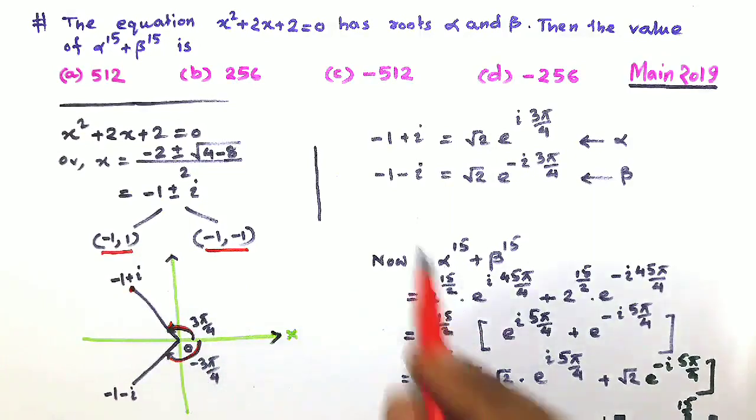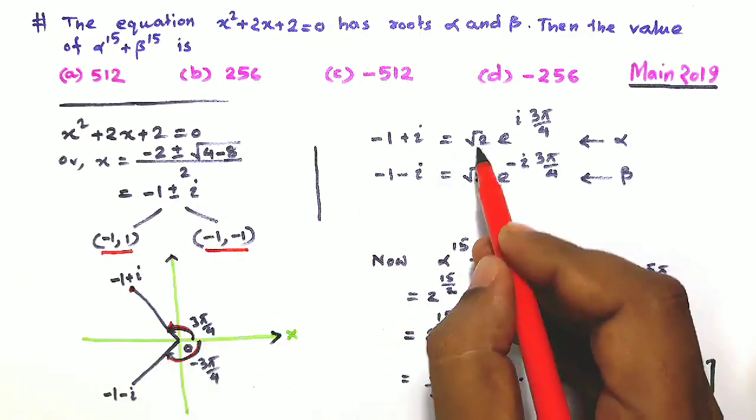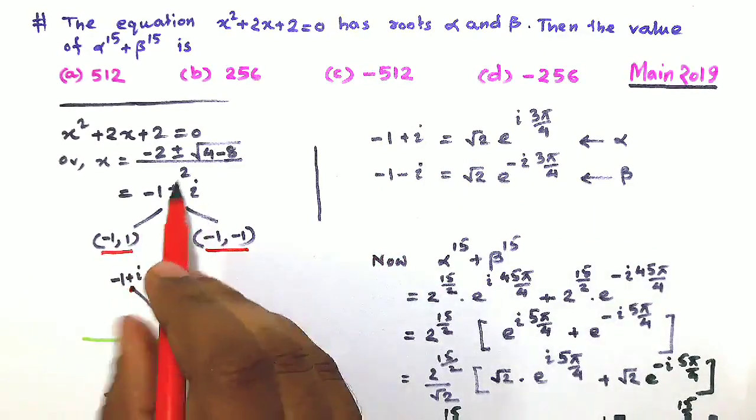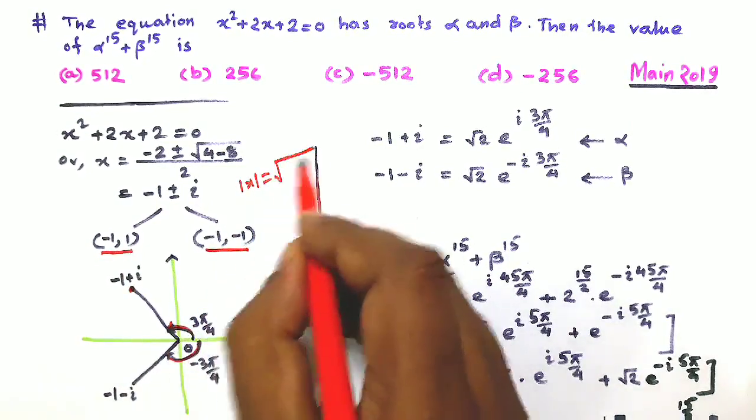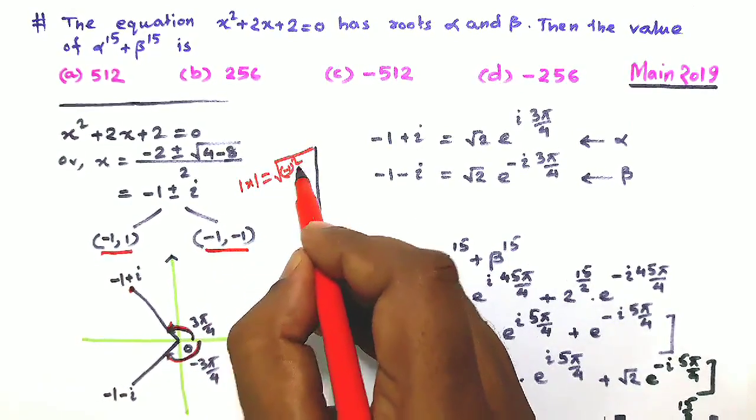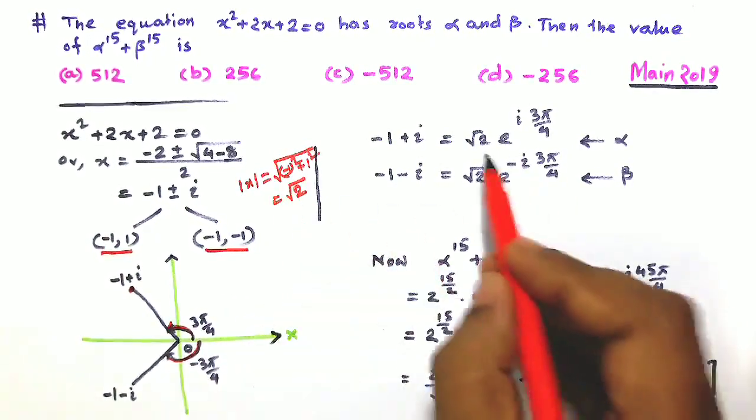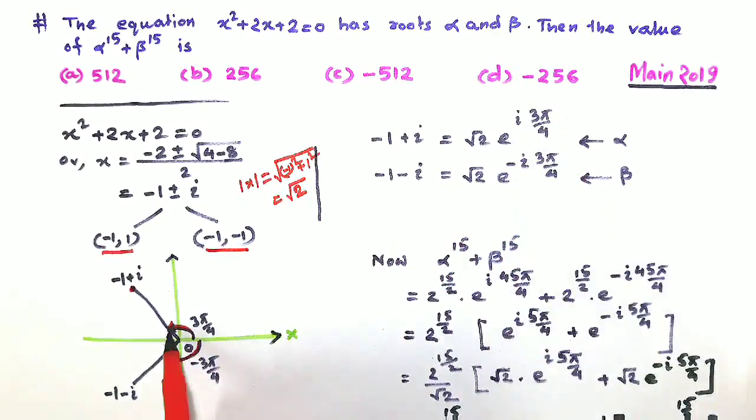So minus 1 plus i is equal to, since the modulus of this one is root over of (minus 1) whole square plus 1 square, that is root over 2. So this is root 2 e to the power i into the angle 3 pi by 4.